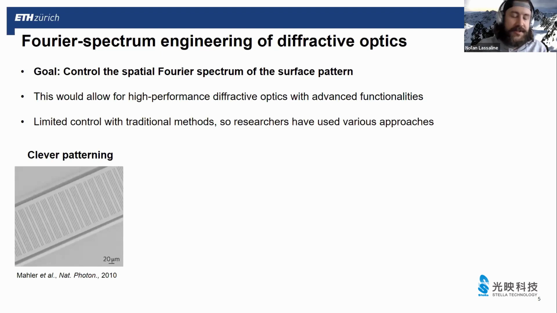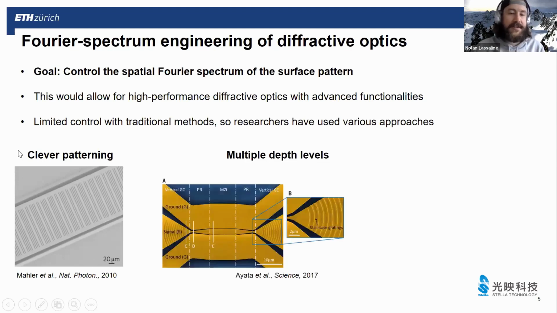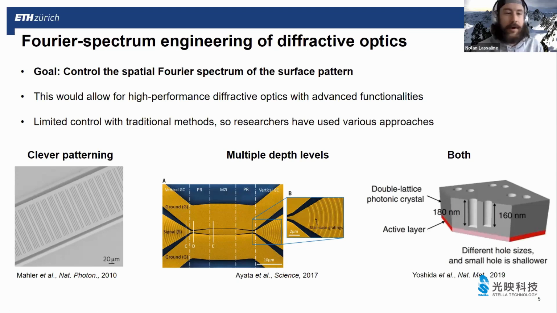So researchers have tried to do this using various approaches. Just to show some notable modern examples, what people have tried is to arrange their patterns in some particularly clever way on the surface, shown here with a quasi-periodic pattern. People have also implemented complex process cycles where you have multiple depth levels from multiple etching steps. Or you can do both, and some infinite combination of all these complexities, as shown here, where they had some pattern and these different depth levels.